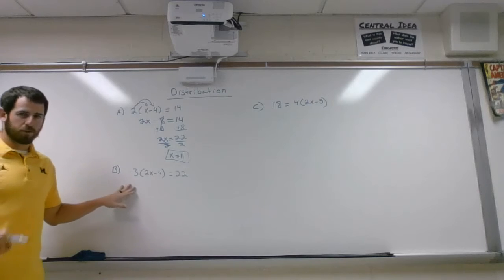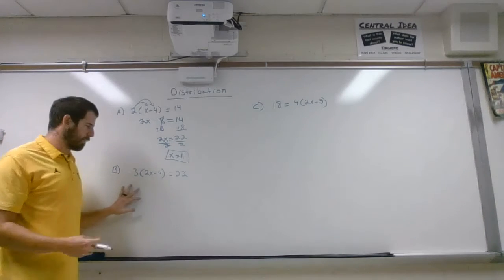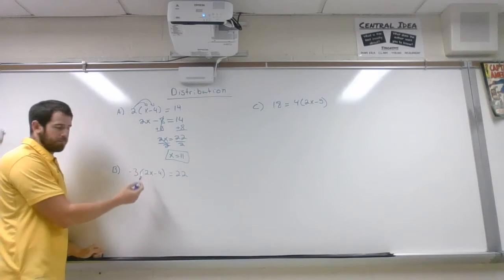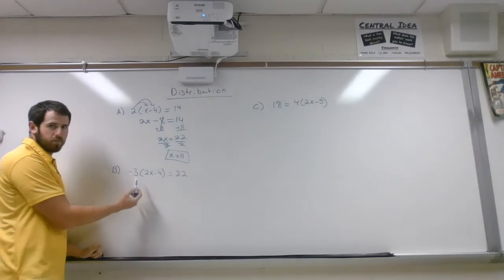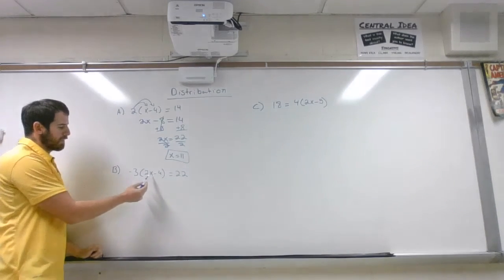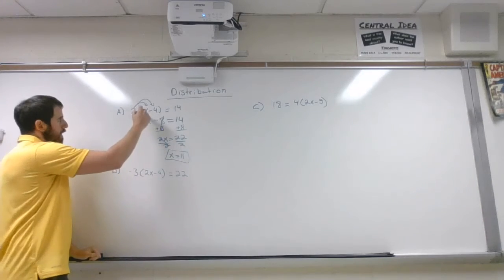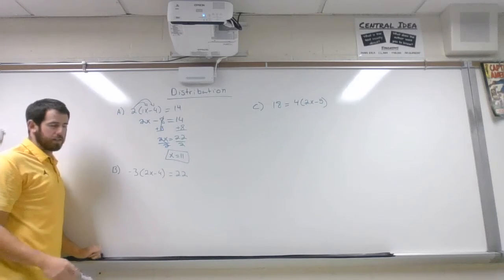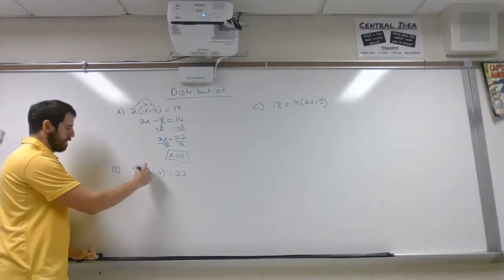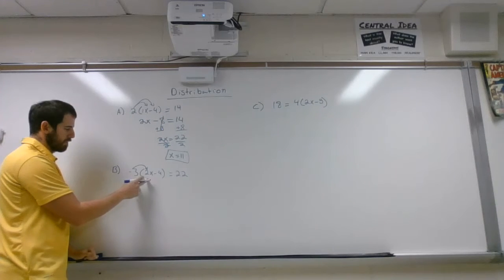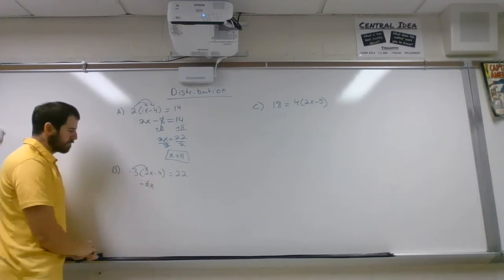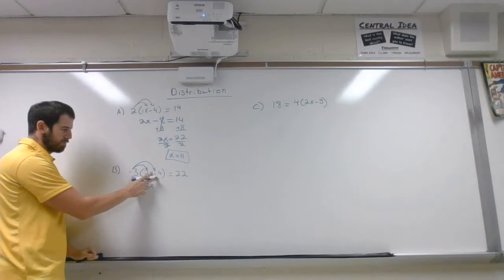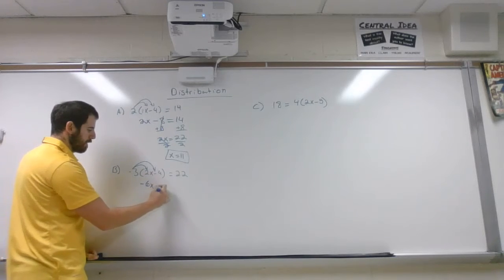For B, similar problem, made a little bit more difficult like I normally do. We have a negative, which doesn't change the concept, you're still multiplying. Remember, there's nothing between the number and the parentheses, so it's still multiplication. And there's a 2x here, which again doesn't change anything. Technically, there's a 1x in A, but you didn't need to know that. So I'm going to distribute this negative 3. Negative 3 times the 2x gives me negative 6x. Now negative 3 times negative 4: negative times negative gives me a positive, and that gives me 12.